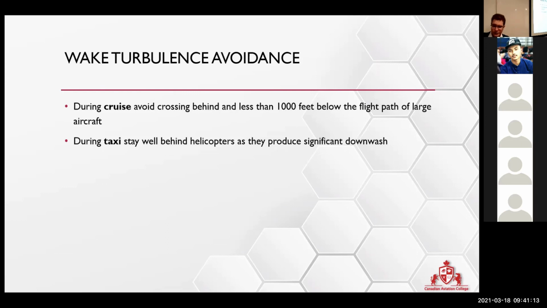During taxiing, stay well behind helicopters as they produce significant downwash, right? So in a helicopter, even when you're on the ground, it just produces a lot of airflow downwards, which can cause your airplane to flip if you're not careful.